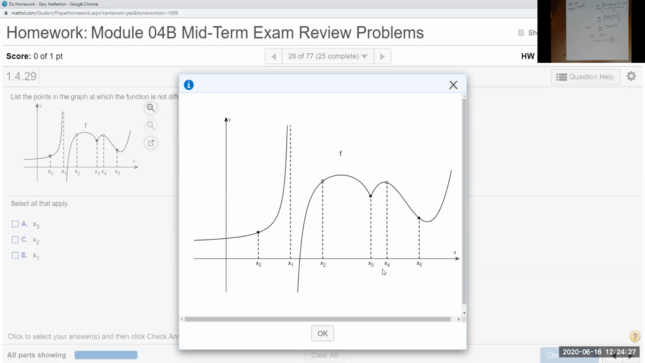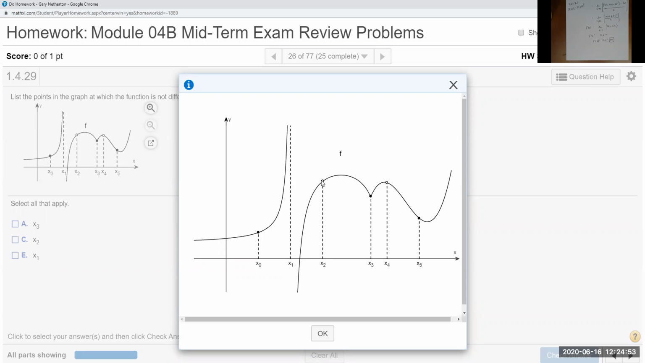Can I not take the first derivative? Well, I'm looking for, once again, gaps and corners, or where the graph doesn't exist. x0 is perfectly fine here. Look at x1. There's not even a graph there. Obviously, I can't take the derivative of something that doesn't exist. So x1 is not differentiable.